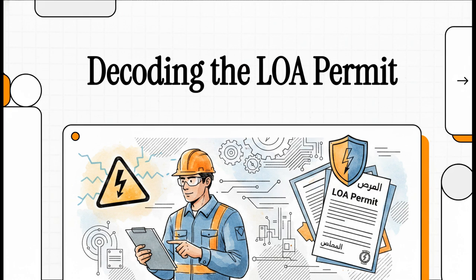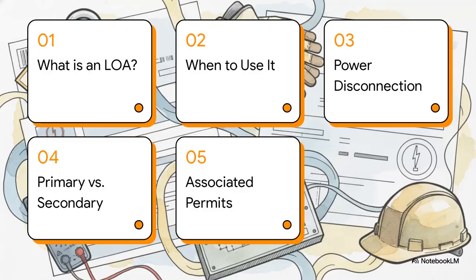All right, so understanding the LOA is absolutely critical. It's not just administrative red tape. It's a literal shield against catastrophic electrical hazards. Let's get right into it. Here is our quick roadmap for today. Number 1. What is an LOA? Number 2. When to actually use it. 3. The power disconnection rule. 4. Primary versus secondary permits. And finally, number 5. Associated secondary permits.